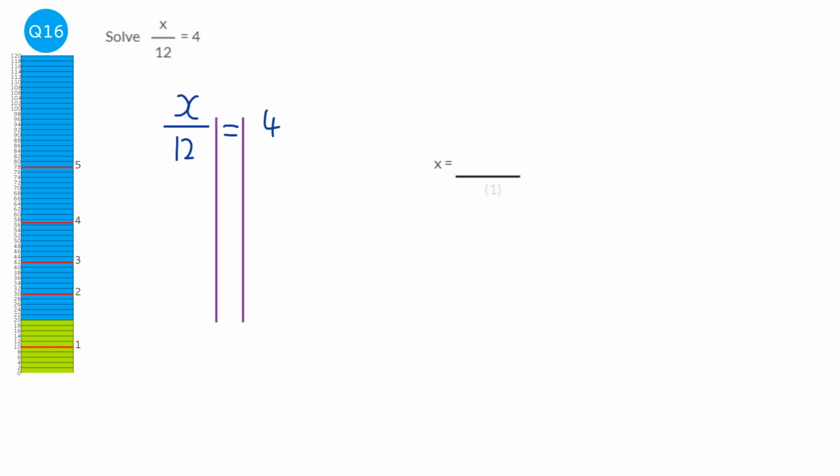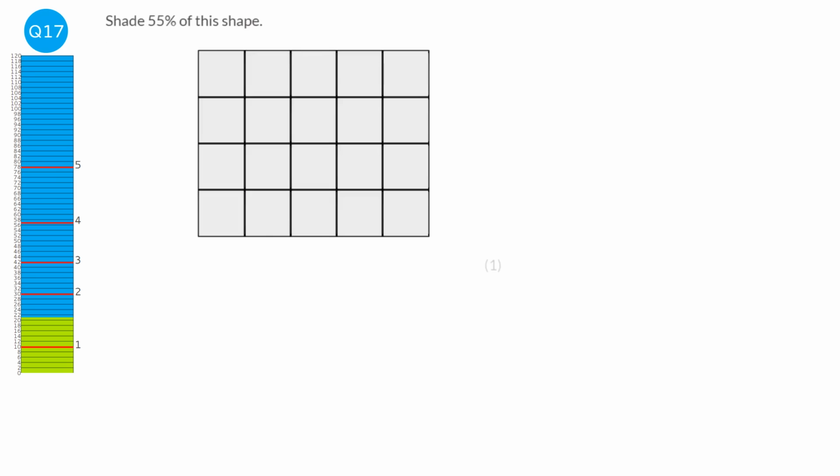So how do we get rid of it? Well, we do the opposite, the inverse of divided by 12. What is the opposite of divide by 12? Times 12. Now these lines show us that whatever we do on the left hand side, we have to do on the right hand side. So we have to times 12 both sides. So on the left hand side, we're left with x. On the right hand side, we do 4 times 12, which is 48. So our solution is x equals 48.